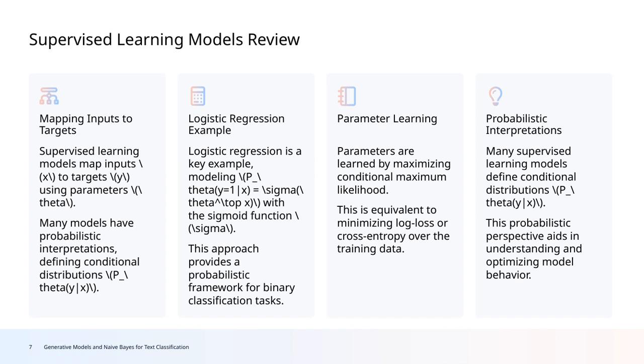In general, supervised learning models map inputs x to targets y using parameters theta. Many of these models, like the ones we've discussed, have probabilistic interpretations. They define these conditional distributions, p_theta(y|x), which helps us understand not just what the prediction is, but how confident the model is in its predictions.